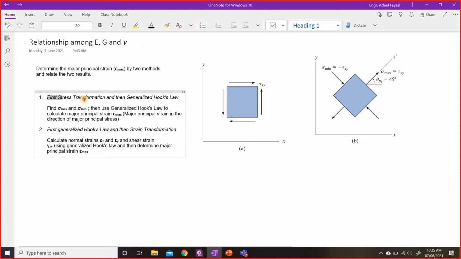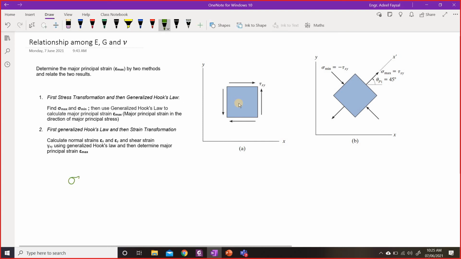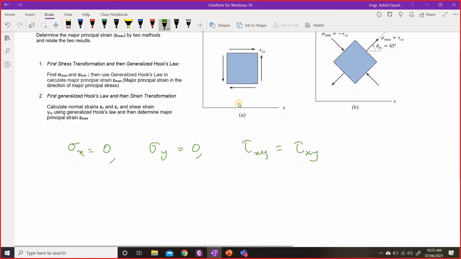The first way is to first perform stress transformation and then use generalized Hooke's law. What I mean by that is, consider this element, and let's start doing it. You will see that sigma x is equal to 0, sigma y is equal to 0, and tau xy is just any value, whatever it is. If you start finding sigma max and sigma min, you can find them by any method, Mohr's circle or the direct equation.